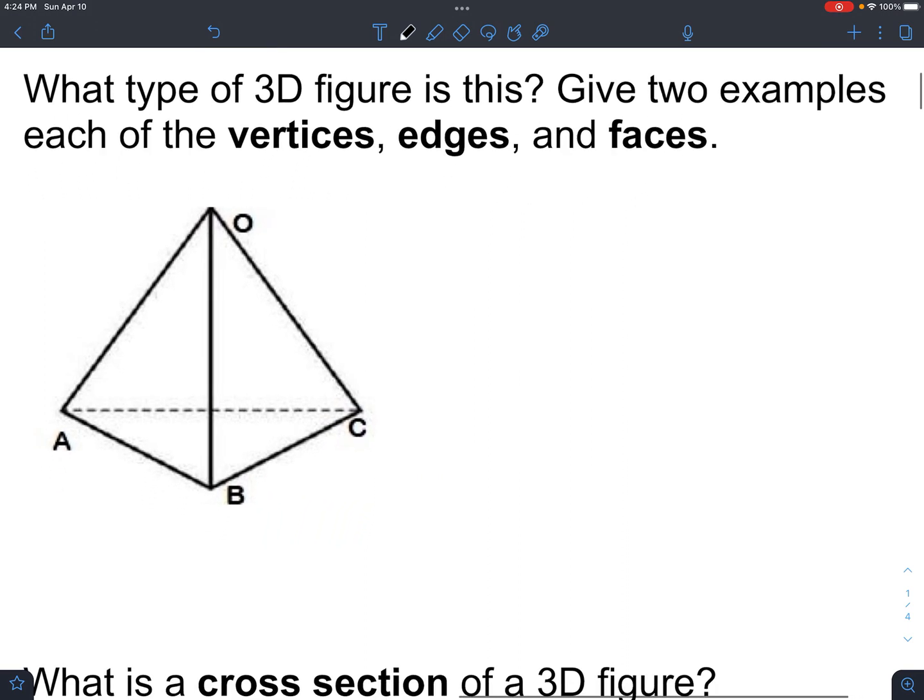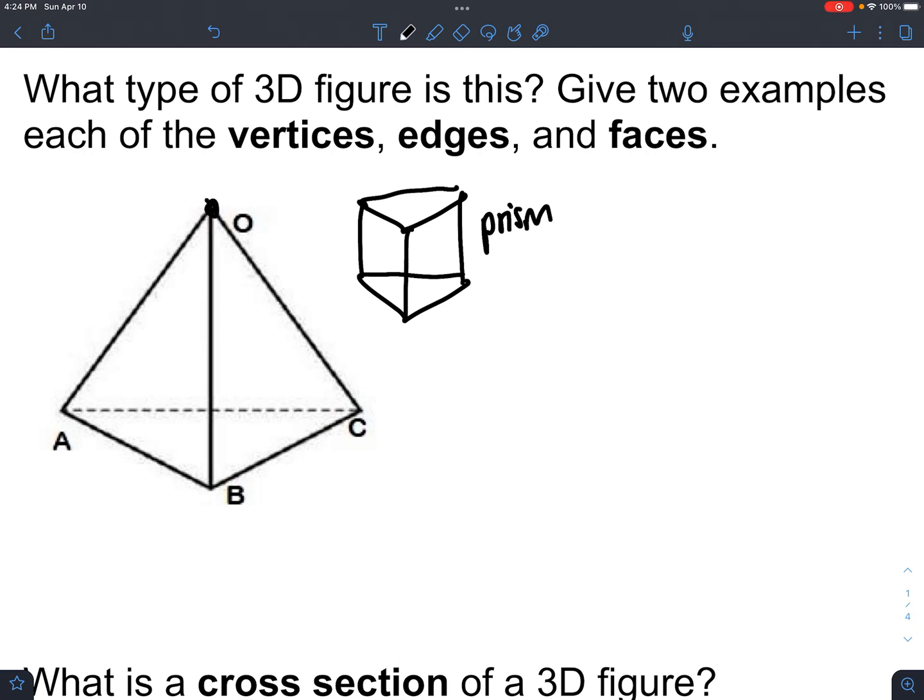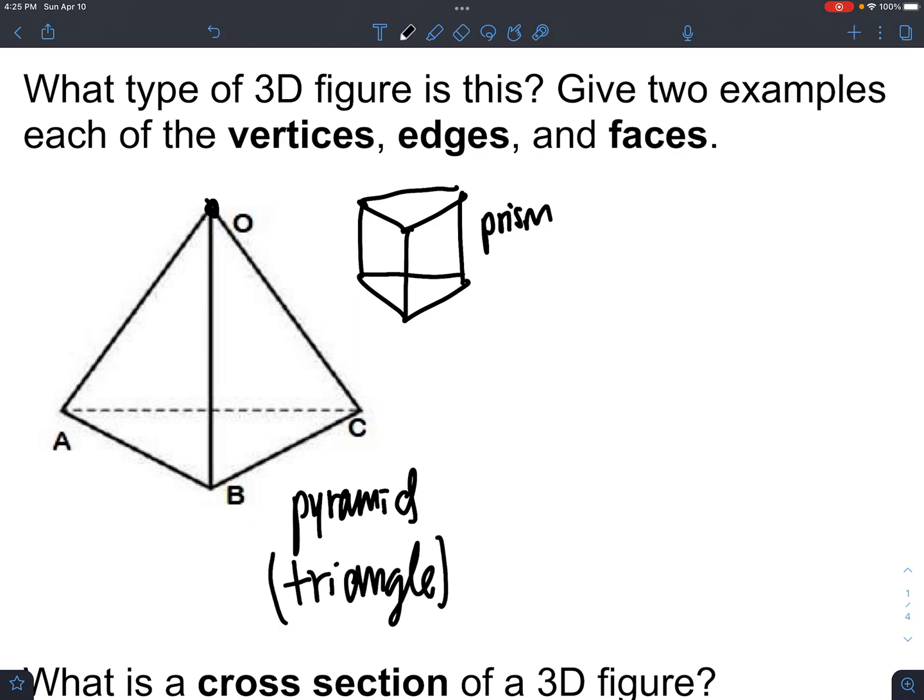So what type of 3D figure is this? Well, it's not a prism, because a triangular prism would look something like this, where the entire base is extruded or extended up. This would be a prism, but this one meets at a point, so this is a pyramid. And it's actually a triangular pyramid, because the base is a triangle.